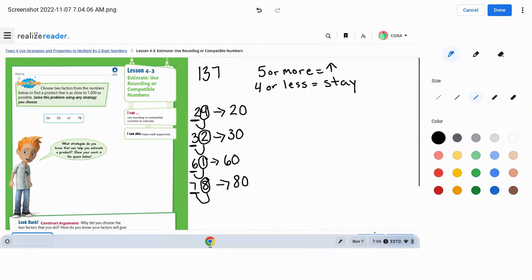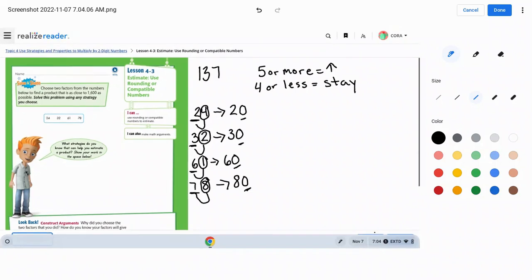So now that I've rounded my numbers, I'm going to look at these numbers and think, would any of these numbers, if I multiplied them together, would it create 1,600? So like we've been working on, I'm going to ignore all of these zeros, and I'm just going to focus on the number in the tens place. And I'm going to see, do any of these numbers, when I multiply them together, make 16? So if I do 2 times 3, that would be 6. So that's not going to work. If I do 2 times 6, that would be 12. So that wouldn't work. If I do 2 times 8, that equals 16.